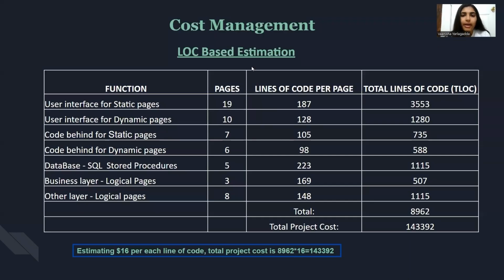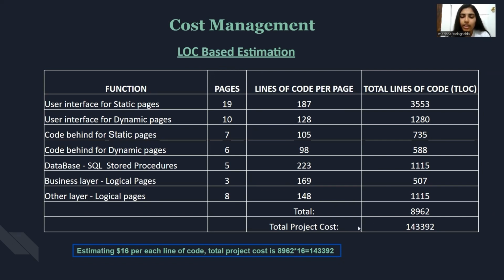Next, coming to cost management. Cost management is an analysis that estimates, allocates and controls the project's overall cost. So in cost management, we have different types of analysis. First is LOC based estimation, that is lines of code based estimation. Like here for the different functions, we have the number of pages and the lines of code per page. And the total lines of code will be the number of pages times the lines of code per page.